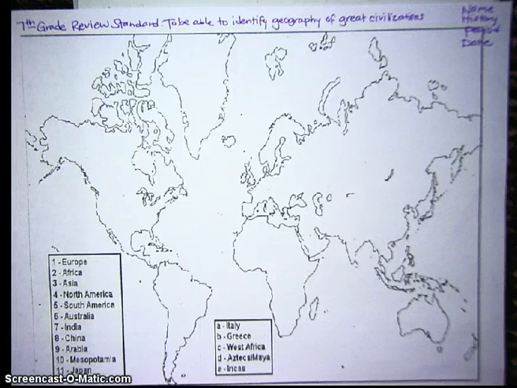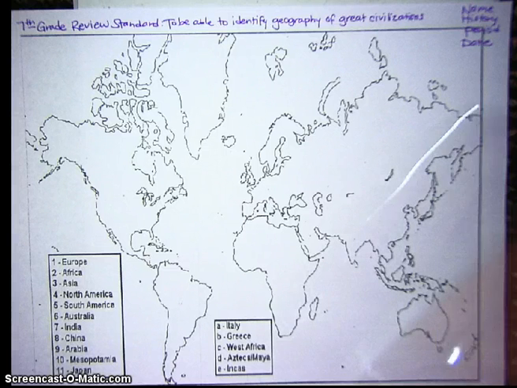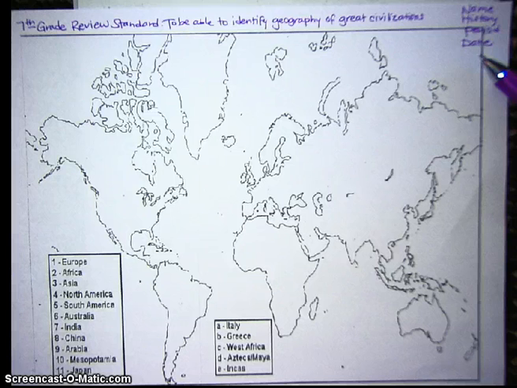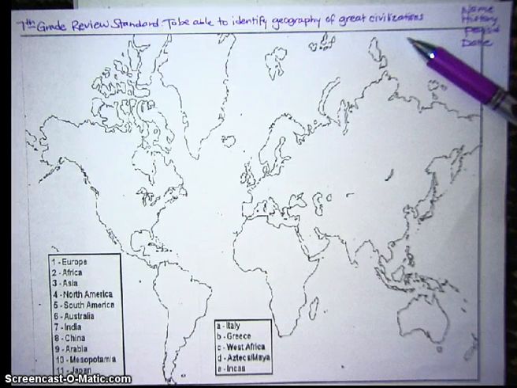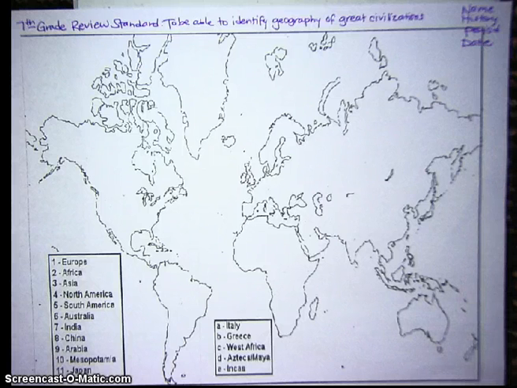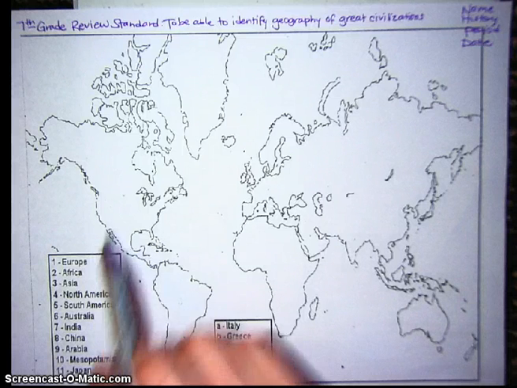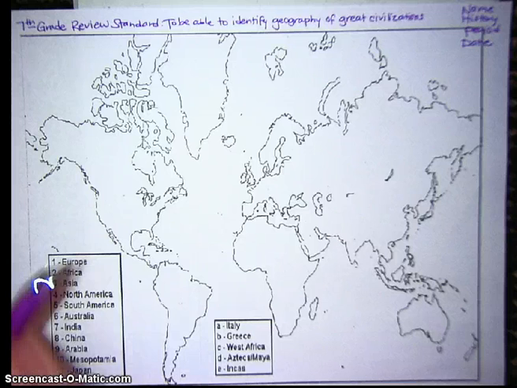So here is your ancient world map that we're doing tonight. Don't forget your heading in the upper right-hand corner and your standard up top. I'll go over that in just a moment. What you're looking at here is a map of the world. So this is what the world looks like. This is us over here in Sacramento. We're right about there.